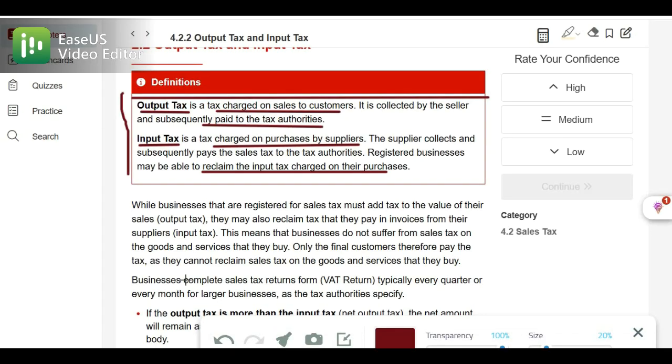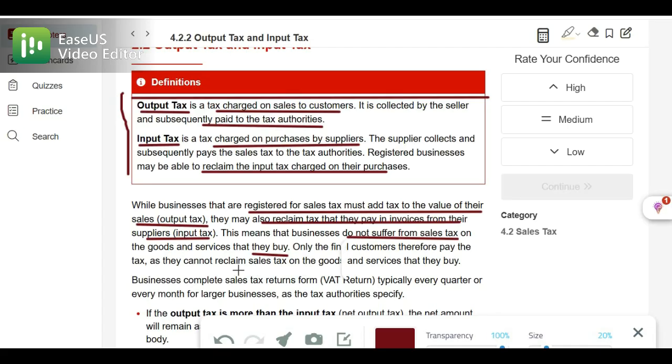Businesses that are registered for sales tax must add tax to the value of their sales, and we call that type of tax output tax. We have discussed this. And they may also reclaim tax that they pay on invoices from the supplier, and that is called input tax. So this means that businesses do not suffer from sales tax on the goods and services that they buy. Only the final consumer therefore pays the taxes, and so they cannot reclaim sales tax on the goods and services that they buy.